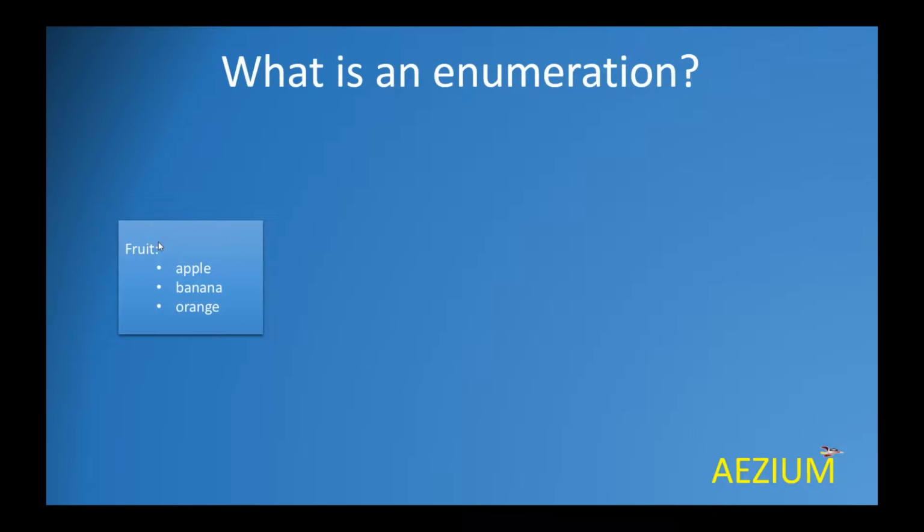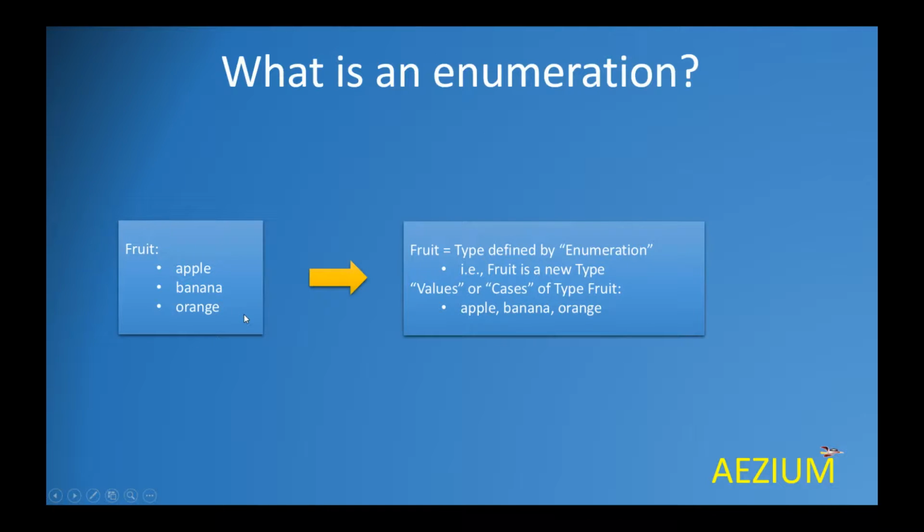As a simple example, let's consider the case when we are thinking about fruits. Example of cases which could be considered as fruits are apples, bananas, and oranges. So if we are thinking about enumerations in Swift, in this particular example, we can use fruit as being the name of the type which is defined by our enumeration. So fruit is going to be a new type. And then the so-called values or cases of this new enumeration type are apple, banana, and orange.